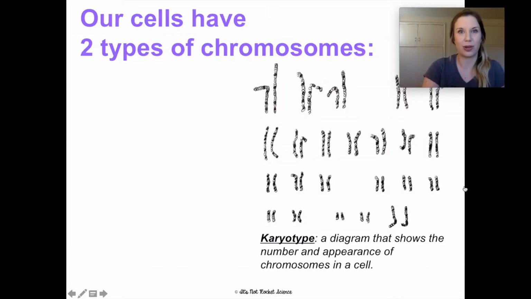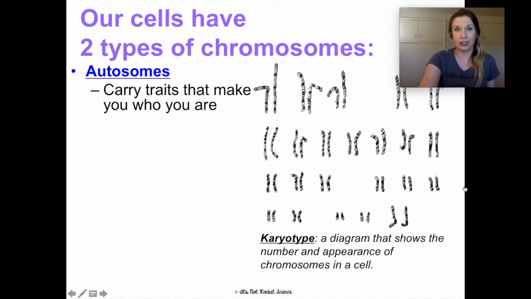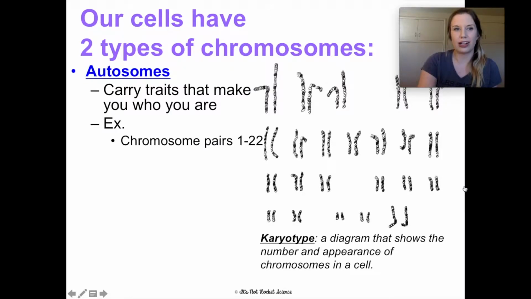I'm delivering. You're welcome. Okay, so not only do our bodies have 2 types of cells, they also have 2 types of chromosomes. And so the first type of chromosome found in our body are called autosomes. And autosomes carry traits that make us who we are. And so an example of these types of chromosomes are chromosome pairs 1 through 22.